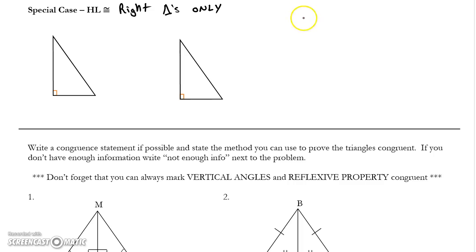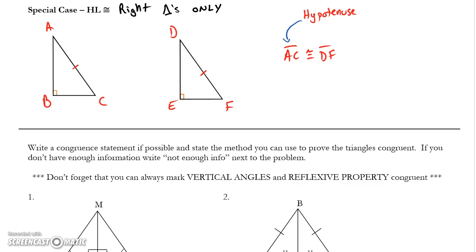In order to use HL congruence, the H stands for the hypotenuse. So I would need to know that if this is triangle ABC and this is triangle DEF, that the hypotenuses, or hypotenae, I do not know which one is correct, are congruent. The hypotenuse is the side across from your 90-degree angle. So I would need to know that segment AC is congruent to segment DF. That is my hypotenuse here. I would need to know that the hypotenuses are congruent.